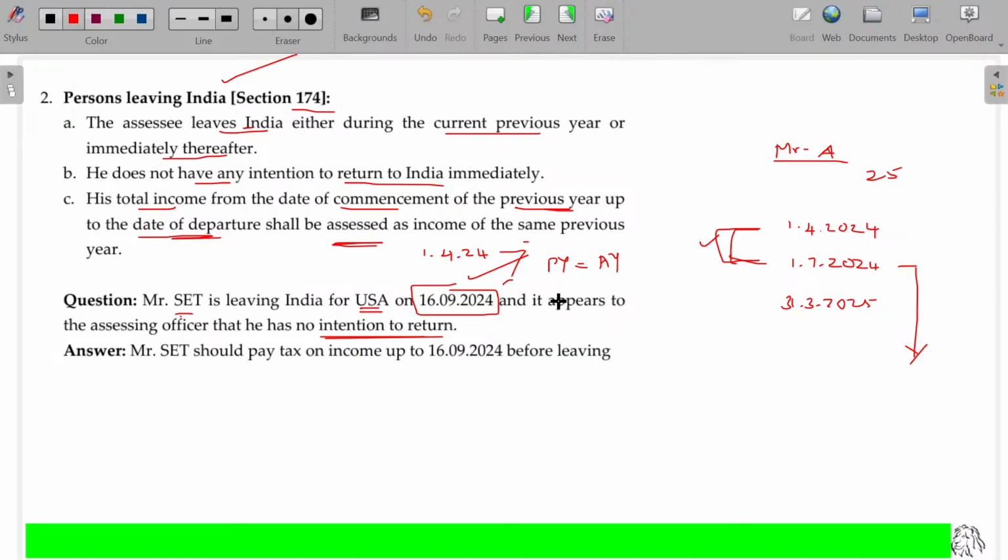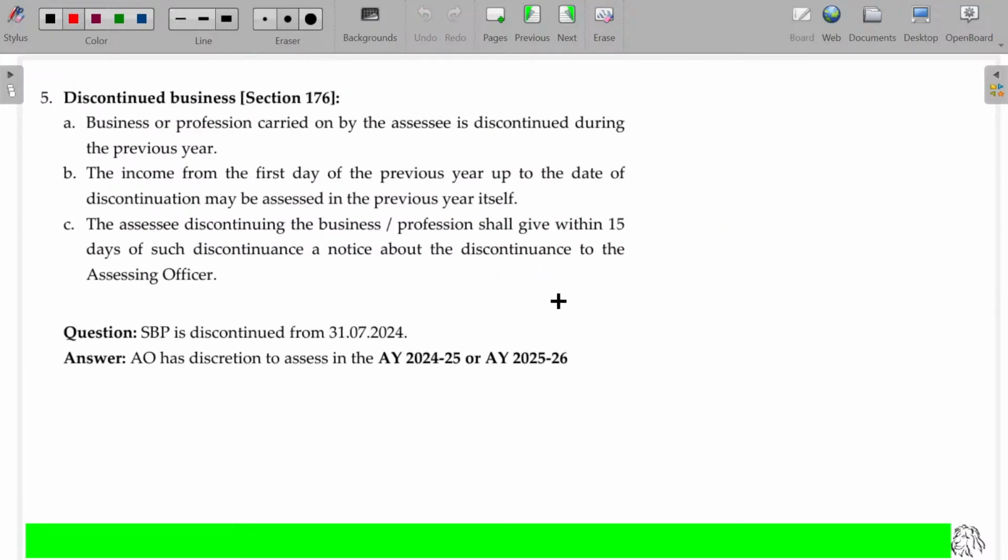172, 174. Easy to remember. 172, leave 173, 174. As you left 173, you add 174A, 175, and 176. So 172, 174, 174A, 175, and 176. These are the 5 sections. In these 5 sections, previous year is equal to the assessment year. Clear?